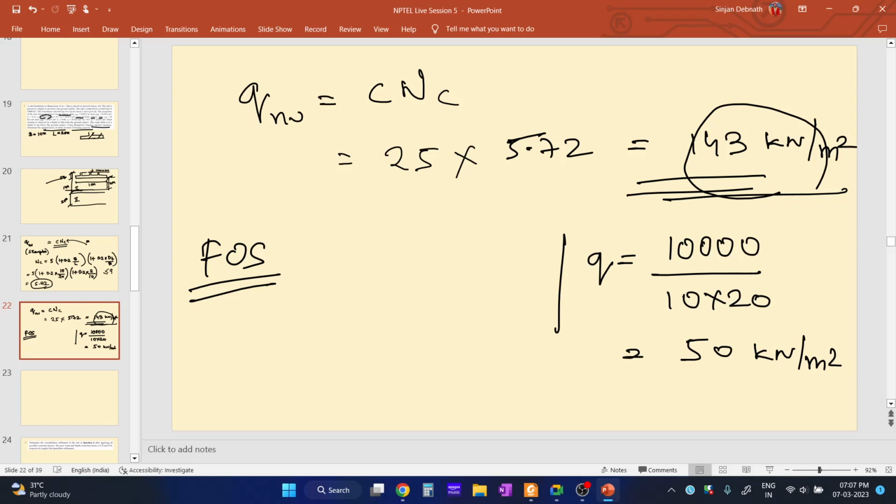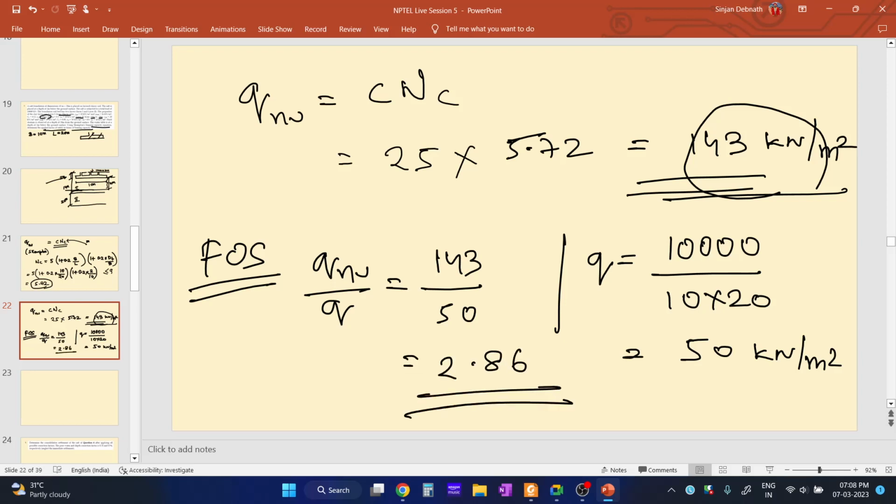And what is the maximum stress or pressure that the raft can carry? It is 143 kilonewton per meter square. So what will be the factor of safety? Factor of safety will be q_nu by q only. q_nu is 143 kilonewton per meter square and q is 50 kilonewton per meter square. If you calculate this, you will get the factor of safety to be 2.86. So this is the answer of the second part of the question.